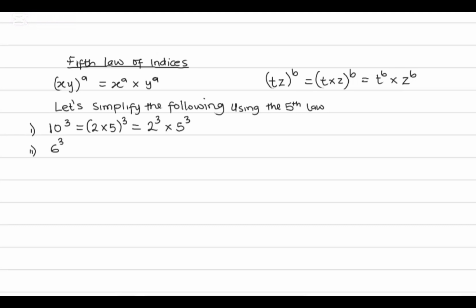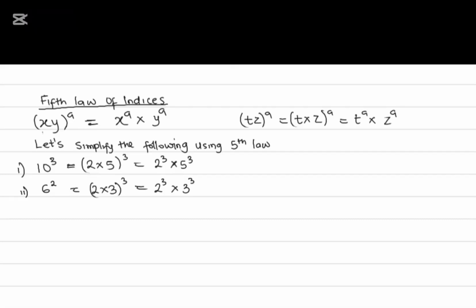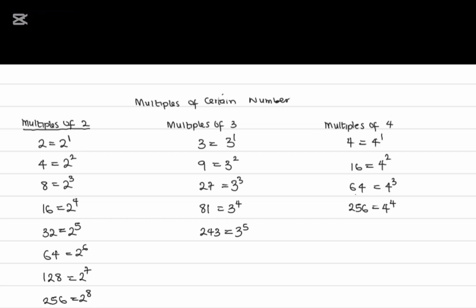The same with the second one. We have 6 raised to power 3. I first of all look for a multiple of 6, which is 2 times 3, with the power of 3 on it. And then this will now be 2 raised to power 3 multiplied by 3 raised to power 3. That's that about multiples of a certain number. Please, this is important for some of the things we'll be doing in indices.